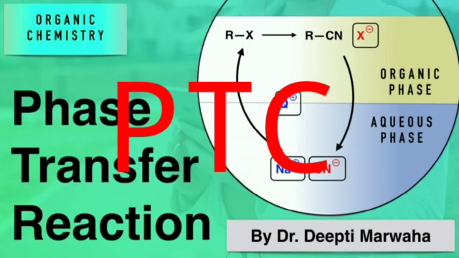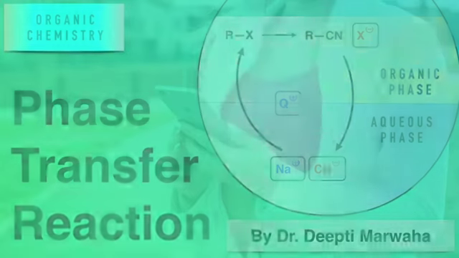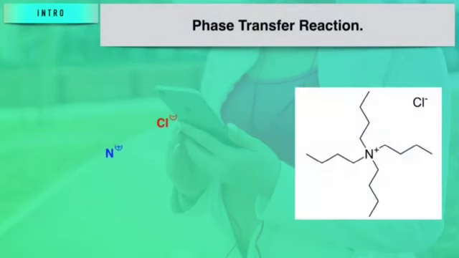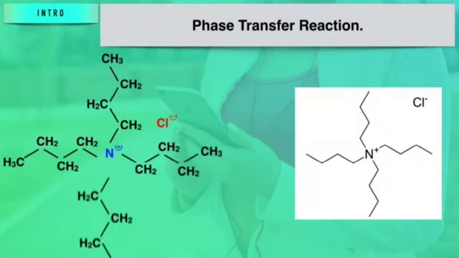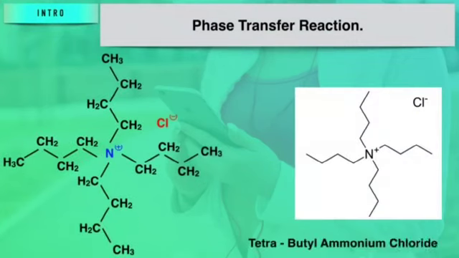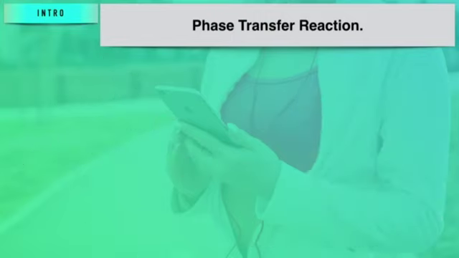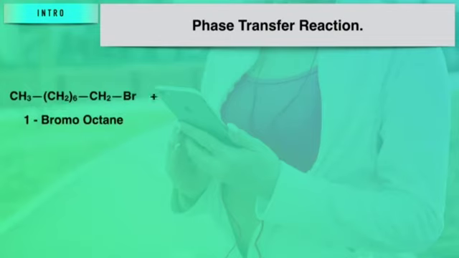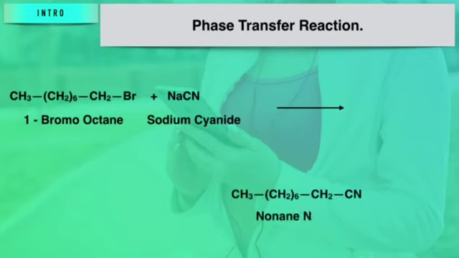Hello students, in this video we will see the role of tetraalkyl ammonium salts or quaternary ammonium salts, widely used as a catalyst for many different types of organic reactions. Let us consider an SN2 reaction taking place between 1-bromo-octane and sodium cyanide, resulting in the formation of nonane nitrile.